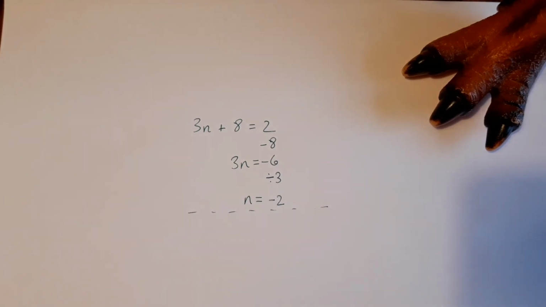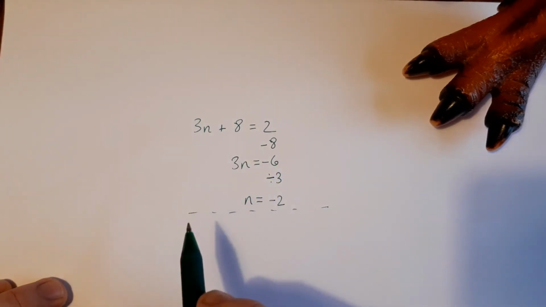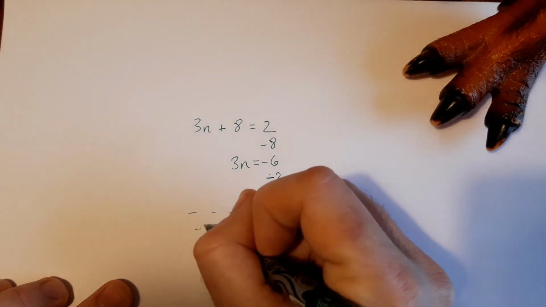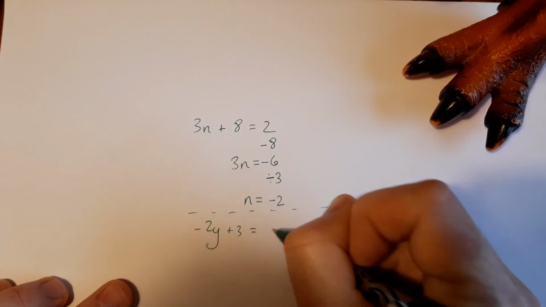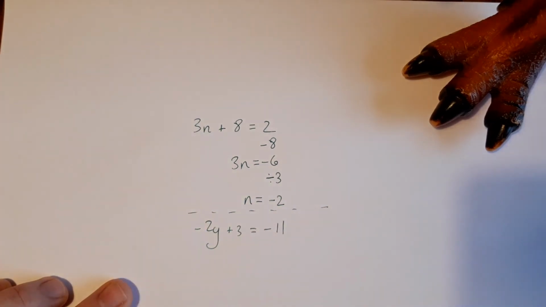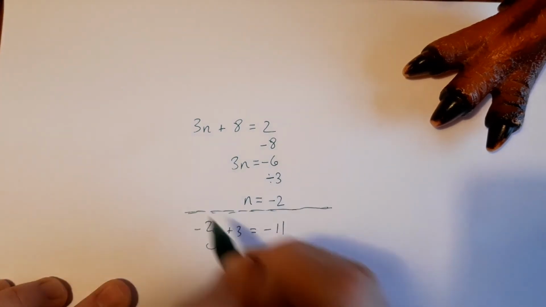I'll give you one more. Again, this is the higher end of stuff, so if you're not quite there, we've got plenty of practice coming to us. Don't worry. Minus 2y, add 3 equals negative 11. Okay, I really just want to separate those and make sure you know they're separate examples.